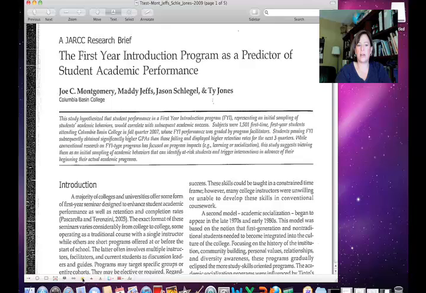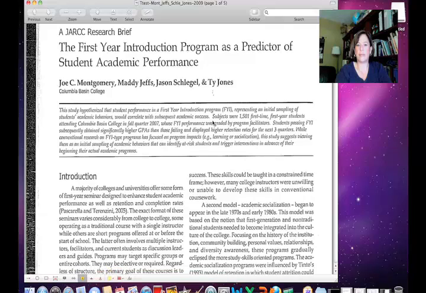I can highlight this article. There we go. See if I can try it. Nope. Okay. Well, it talks about the subjects.